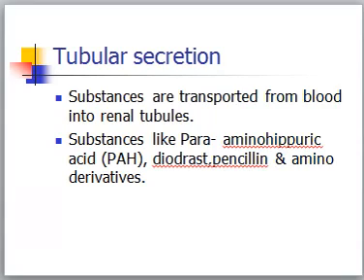So what are the substances present there? Like para-aminohippuric acid, diodrast, hydroxy acetic acid, and amino derivatives like penicillin. These substances are secreted in the different segments of the renal tubules. I hope you understand. The question we are usually asked is about tubular reabsorption and tubular secretion. So just go through that.